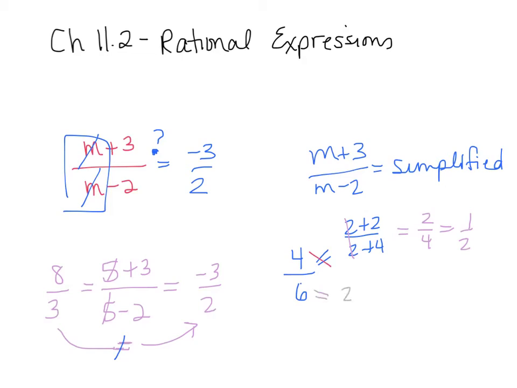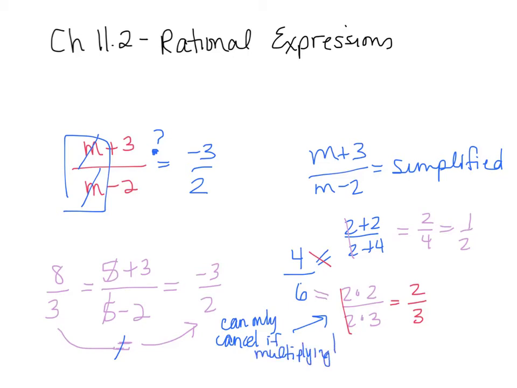So what happens if I do another route? What happens if I do 2 times 2 over 2 times 3? Okay, that still says 4/6. If I cross those 2's out now, I get 2/3. Does 4/6 equal 2/3? Yes. Okay, so here's the deal. You can only cancel out or cross out if multiplying. That's huge. If multiplying. And how do I write it as multiplication? Factor it. That is how you write anything and everything as multiplication.